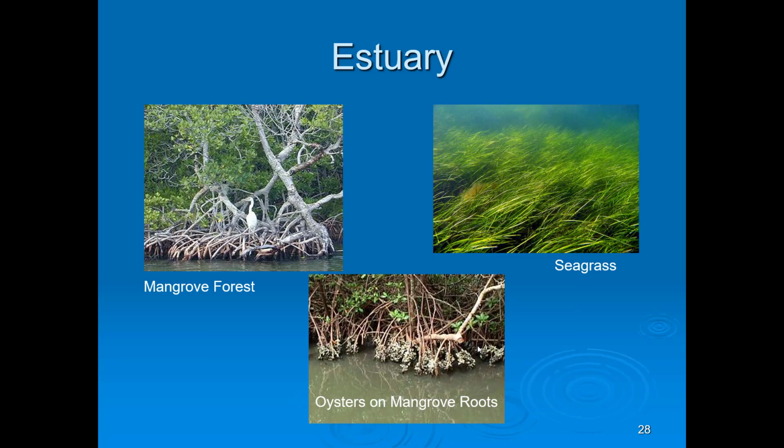Okay, so what kind of stuff can you find in there? Mangrove forests, seagrass, oysters on mangrove roots. This is actually from Pine Island, an island in the general area. And the cool part about mangroves, you may want to make a note of, is they have these roots that kind of make them look like they're walking. They're actually called walking trees by the Calusa Indians who used to live here.